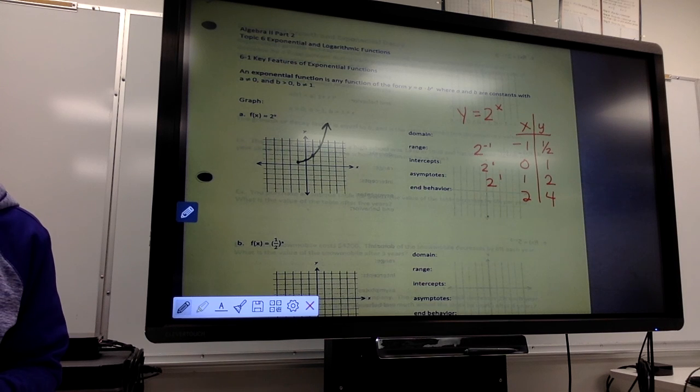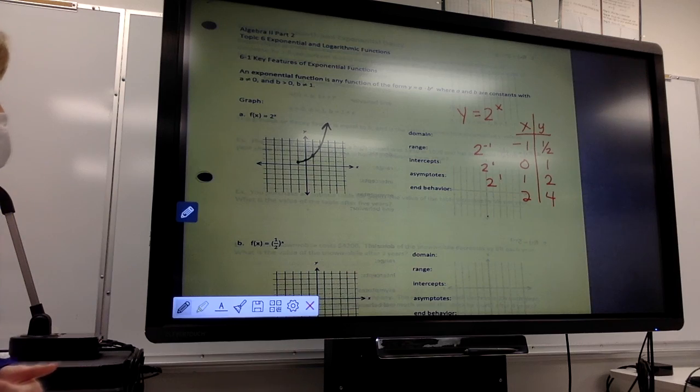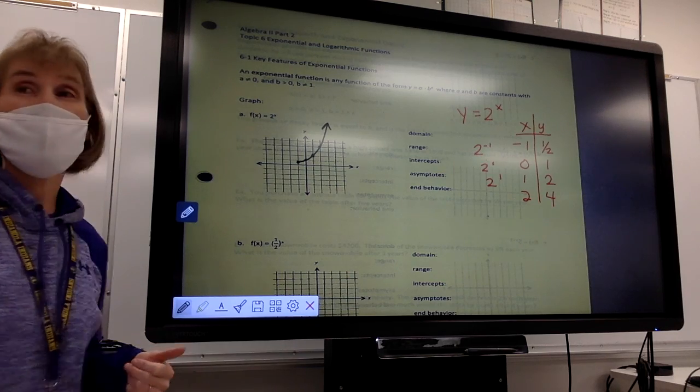Yours is in a straight line? You might want to check where you plotted those. They're close, but they're not quite.